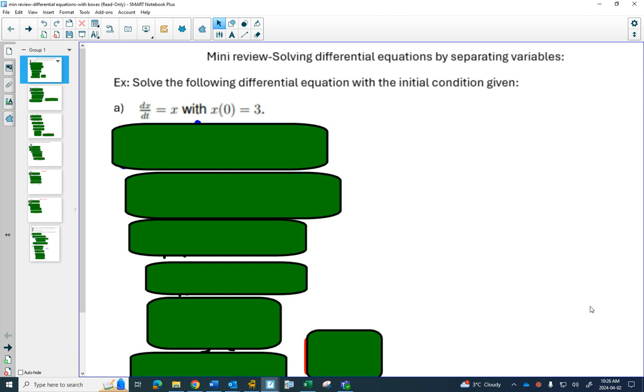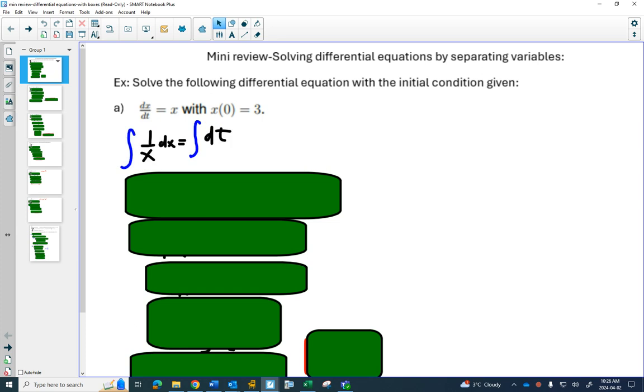So how do we do this? How do we separate things? Well, first of all, we would like to put our x on the side with dx and our t on the side with the t's, which there are none. So if you imagine this, I can multiply both sides by dt, but then my x is on my side with the dt.